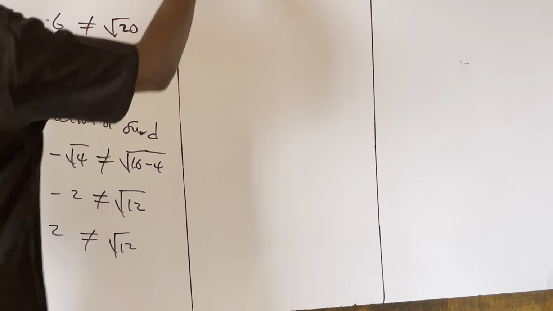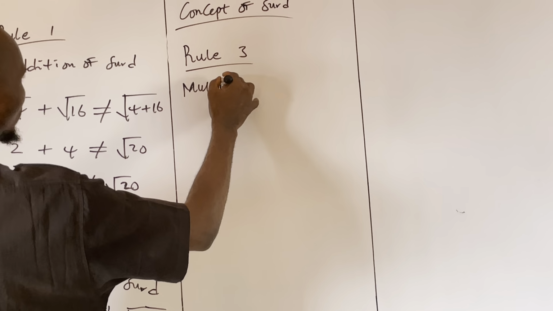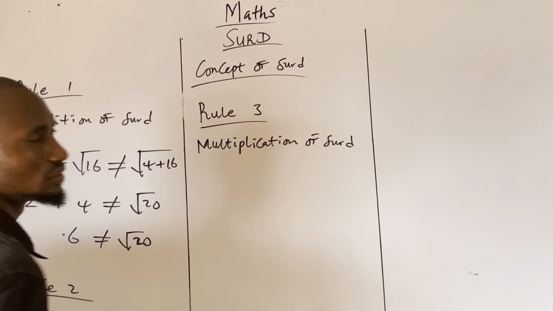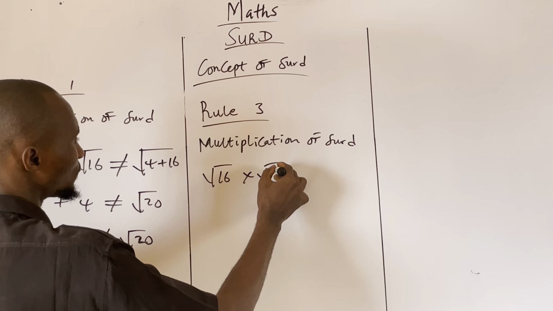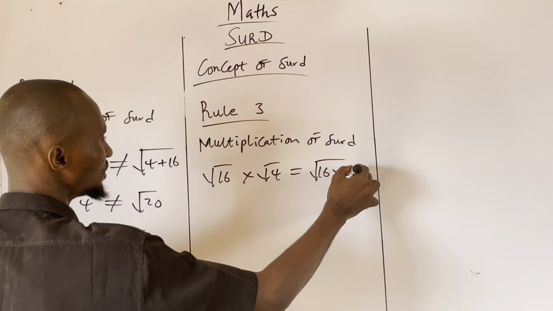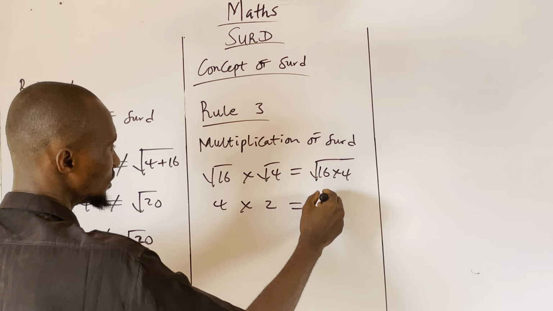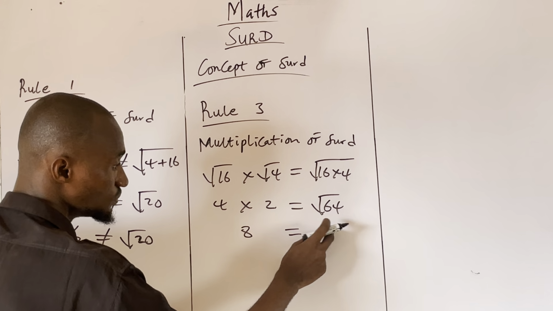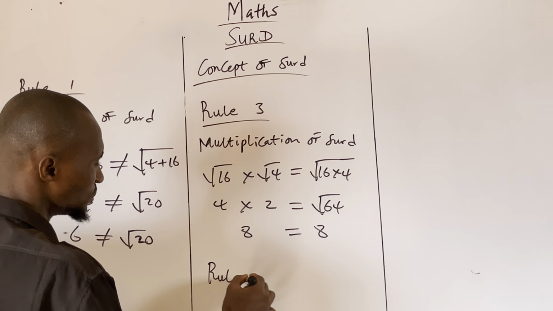Now, rule 3, multiplication of surds. Here, root 16 times root 4 is equal to root 16 times 4. This is 4 times 2, right? It is equal to root 64. Is that correct? 4 times 2 will give us 8, and root 64 will give us 8. Did you understand?